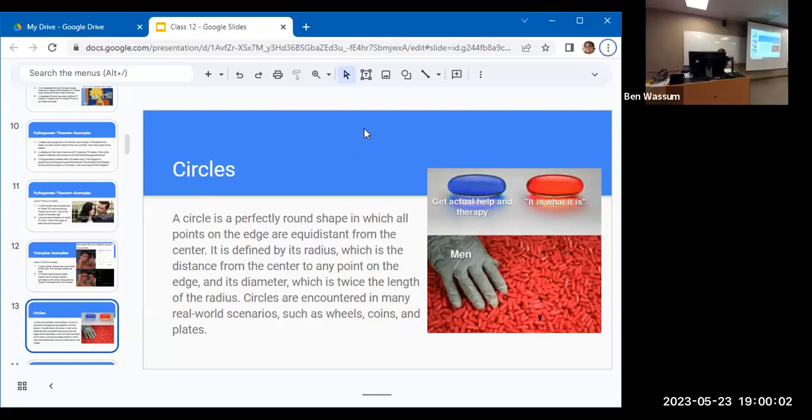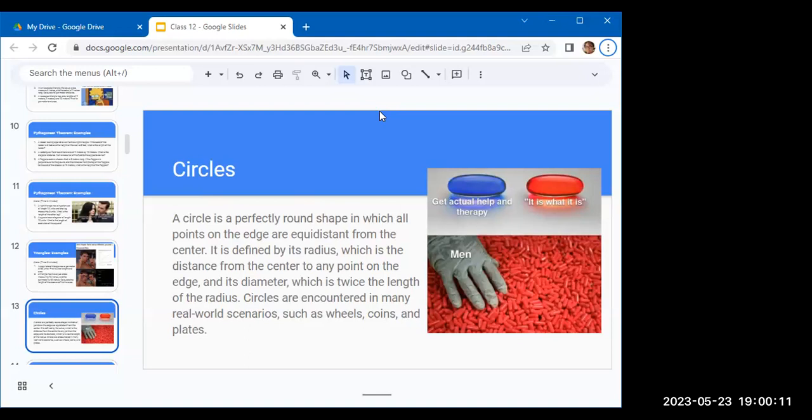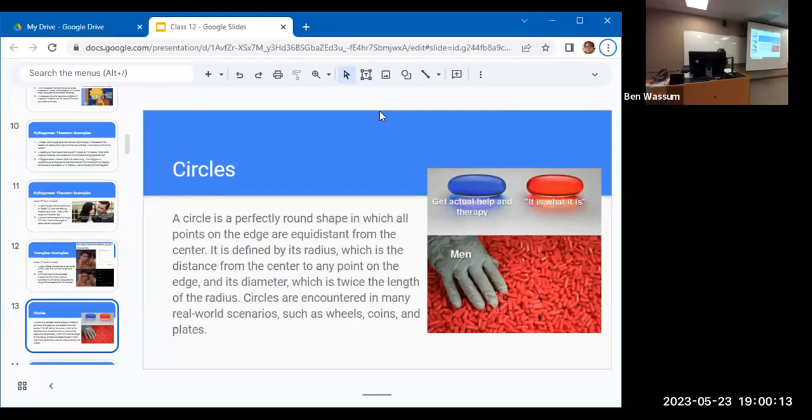All right. So circles, we love circles. A circle is a perfectly round shape in which all points on the edge are equidistant from the center. It is defined by its radius, which is the distance from the center to any point on that edge, and the diameter, which is twice the length of that radius. It's the distance across the circle. Circles are encountered in many real-world scenarios, such as wheels, coins, and plates. You too may have seen a plate in your life.